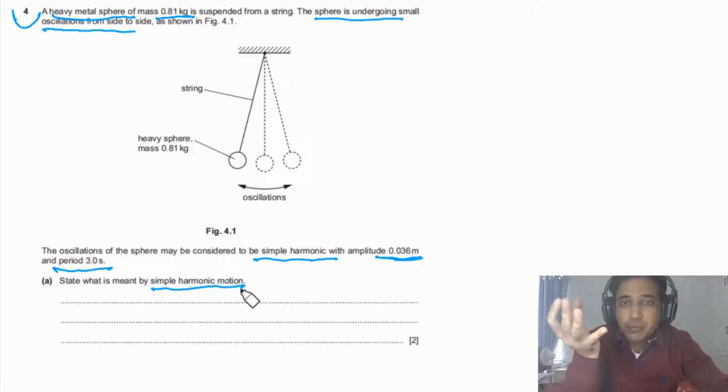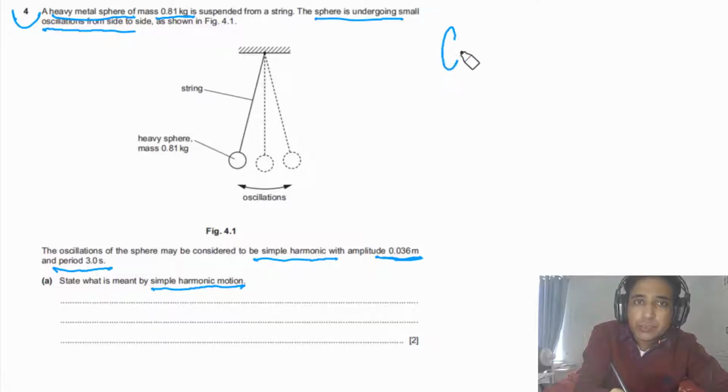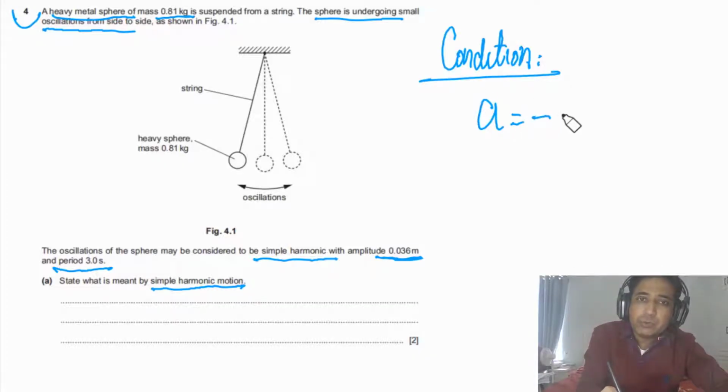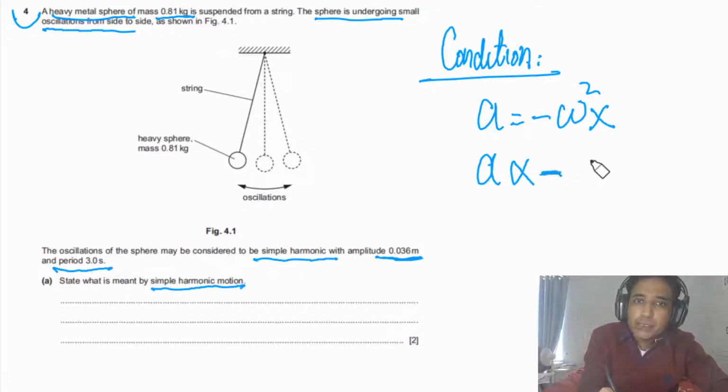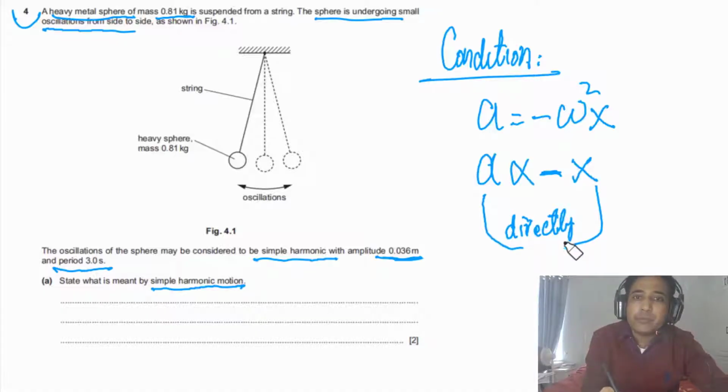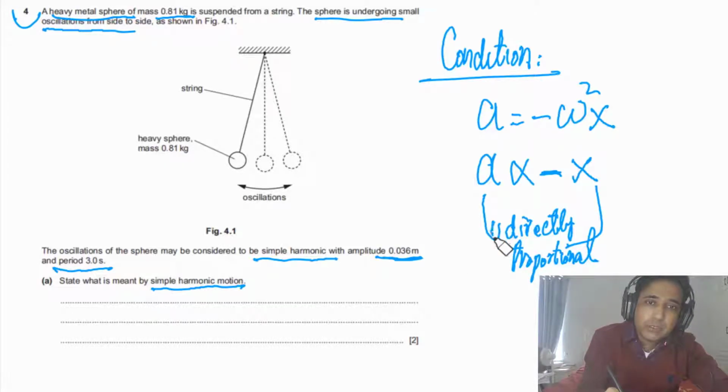A typical question about simple harmonic motion, so you need to understand how to state simple harmonic motion. Simply, you need to understand the condition for simple harmonic motion. The condition is a equals minus omega squared x. Omega is angular frequency and this is constant, so we can say a is directly proportional to minus x. So simply you can say a and x are directly proportional. x is the displacement. A and x should be directly proportional to each other if motion is simple harmonic motion. So this is one point.